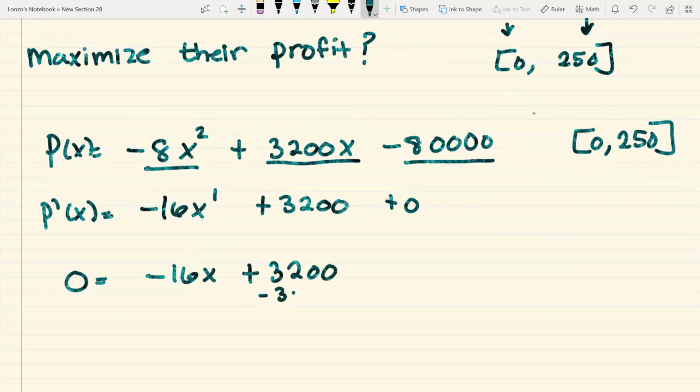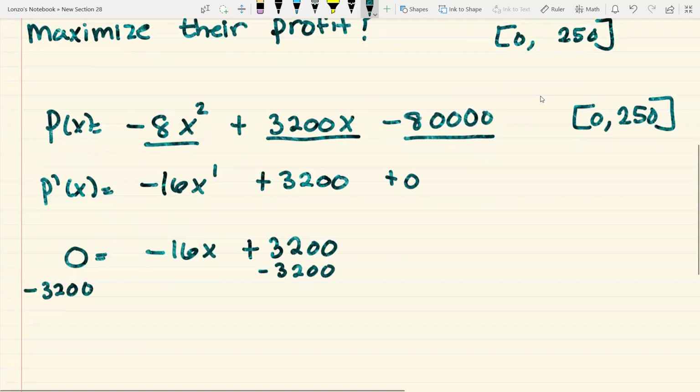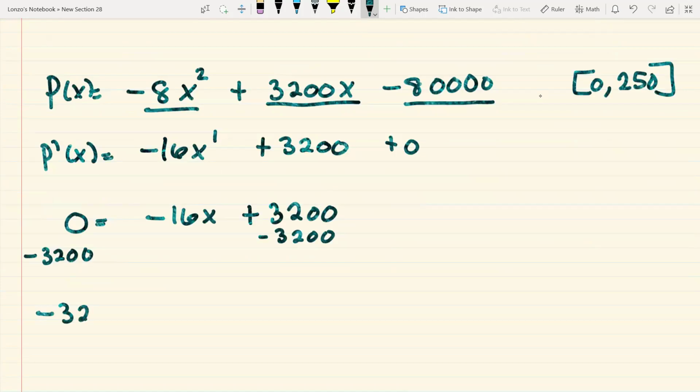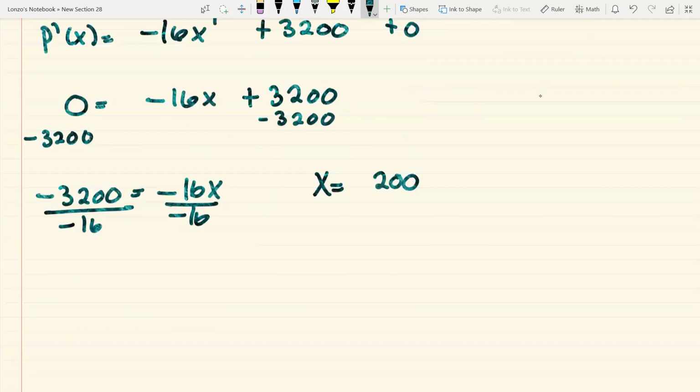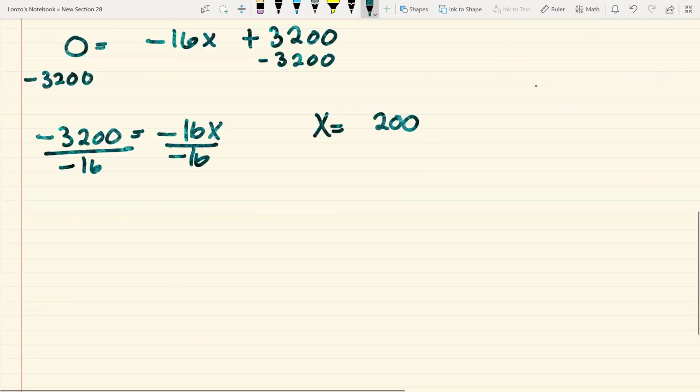So I'm going to subtract 3200. Solve for x, so divide by negative 16, and I get x equals 200. So maybe 200 trucks will give you a maximum profit. So we've got to verify that 200 will give you a max. So do the test point method.